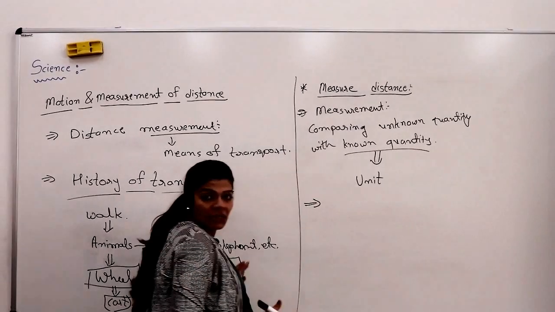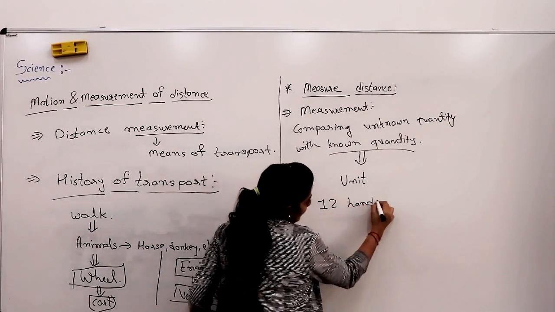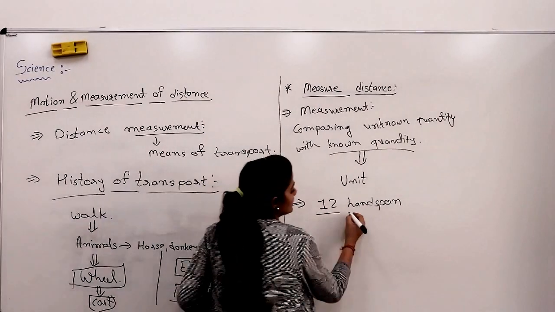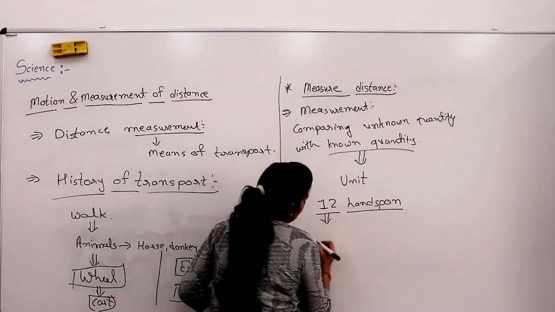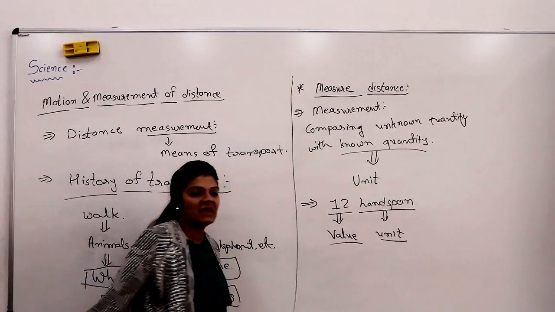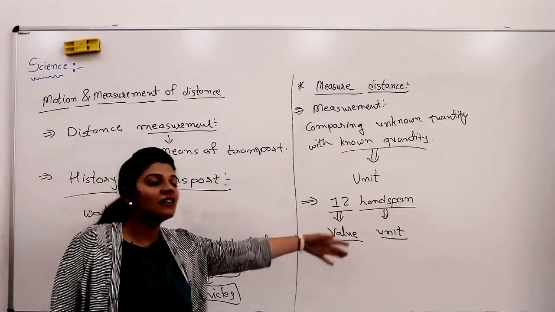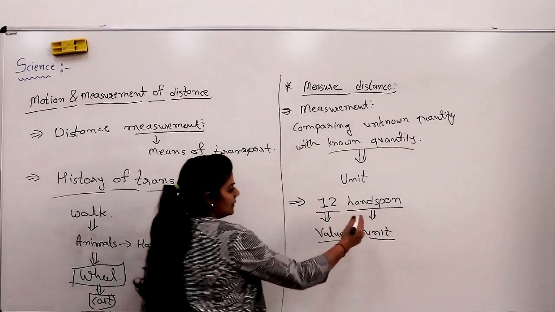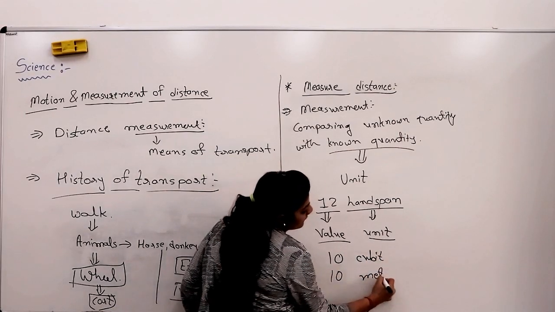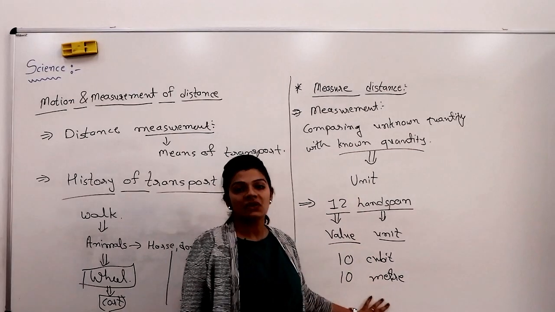Whenever I measure something, let us say I have measured the length of this board in handspans. It was 12 handspans, right? In this, there are two parts. The first is the number 12 and the second part is handspan. So this is value and this is unit. Whenever we are measuring something, that measurement will have two parts, the value or numerical part and the other part is the unit. Unit may change, it can be 12 handspans, it can be 10 cubits, it can be 10 meters. So these all are numbers and these are the units of measurement.